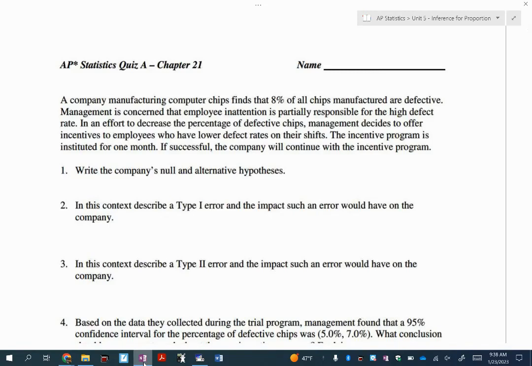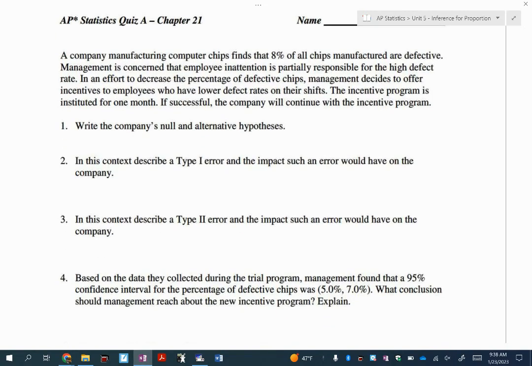About this company that manufactures computer chips. They're saying that they find 8% of all their chips manufactured are defective. That isn't very good, right? I'm not sure how this company is still in existence. Okay, so management is concerned that employees are essentially partially responsible for this rate.